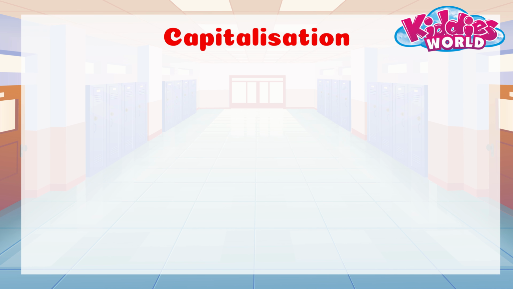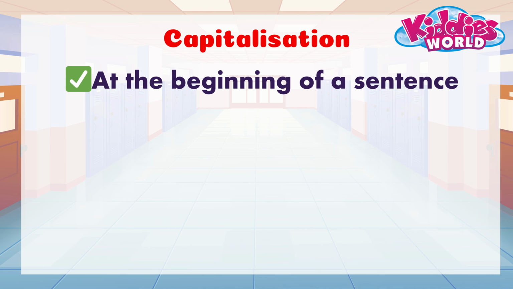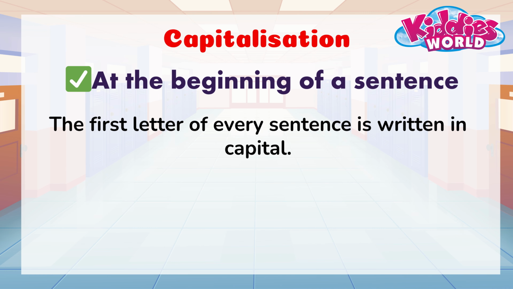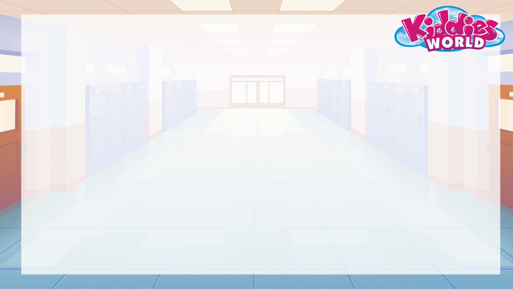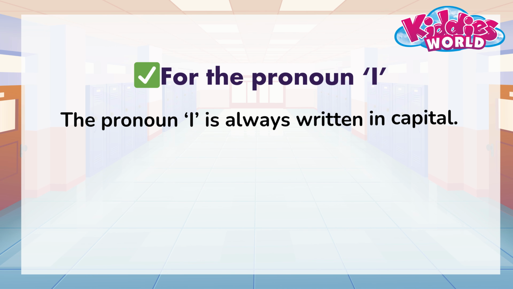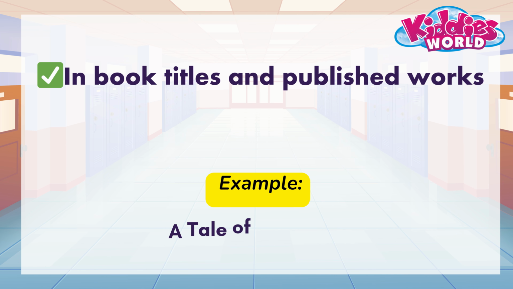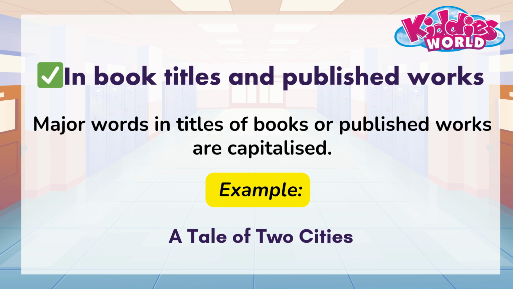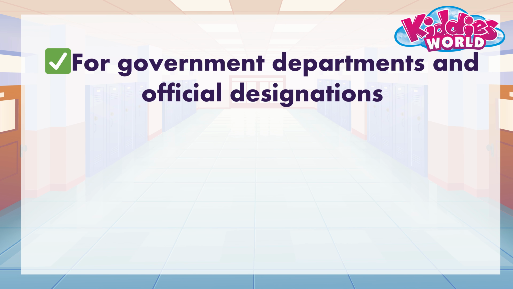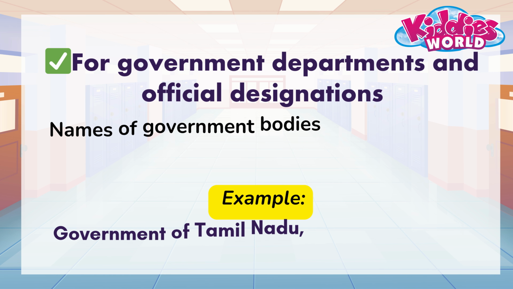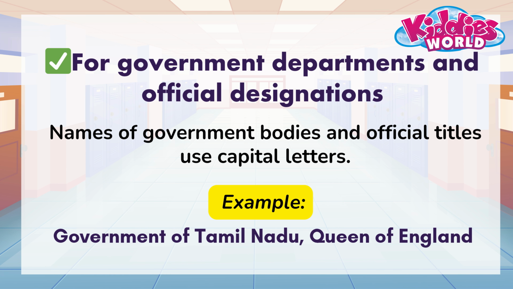Capitalization. We use capital letters in many situations. At the beginning of a sentence, the first letter of every sentence is written in capital. The pronoun I is always written in capital. In book titles and published works, major words in titles of books or published works are capitalized. For government departments and official designations, names of government bodies and official titles use capital letters.